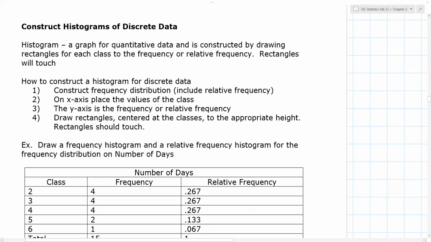Next, constructing a histogram. Now, a histogram is going to look an awful lot like a vertical bar graph. There are a few key differences. They're listed in the how to construct. First, your x-axis is always going to be the value of the class. Your classes are always numbers, so your x-axis is always numbers.